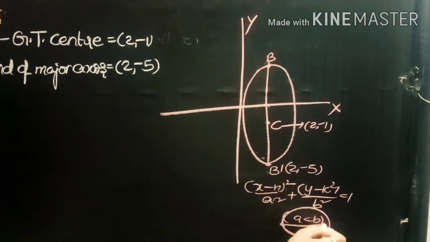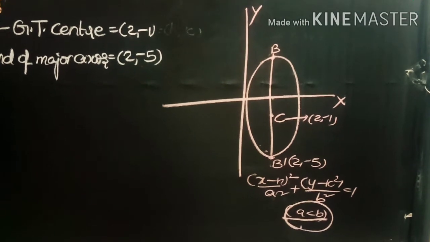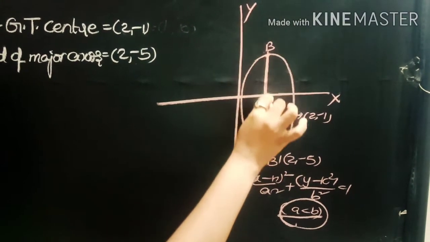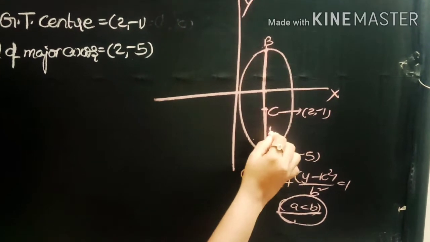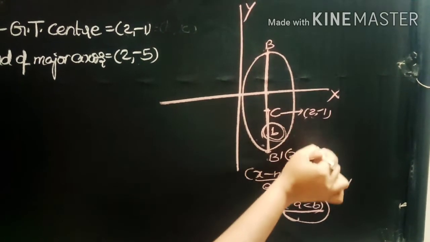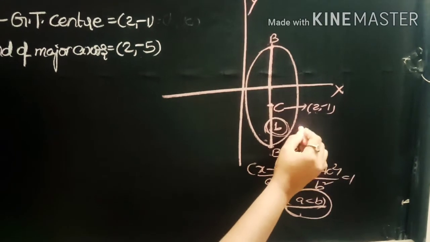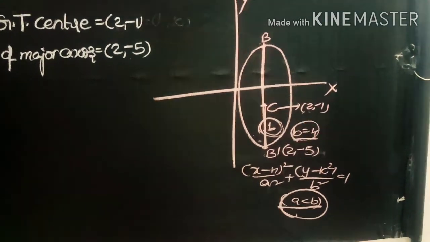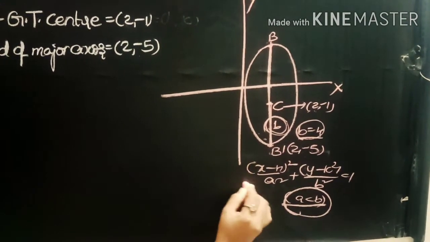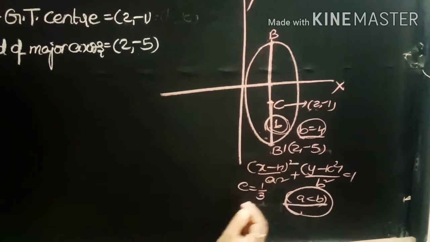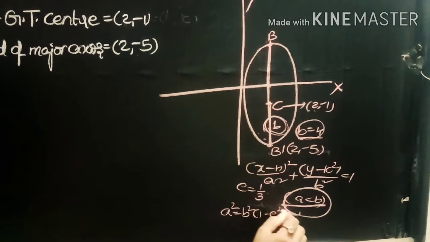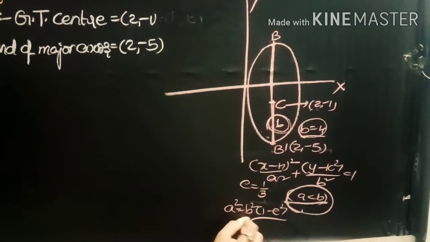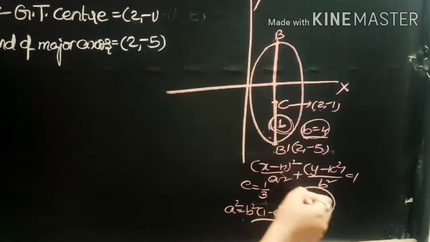So we take the condition a less than b. Already you know that the length of the major axis is equal to 2b here, and the distance between these 2 points is equal to b. So what is the distance value? Minus 5 plus 1, that is 4. Therefore b is equal to 4 here. Already given that e is equal to 1 by 3. Now we find the value of a square by using the formula a square is equal to b square into (1 minus e square). After that we substitute all these values in this formula to get the required answer.